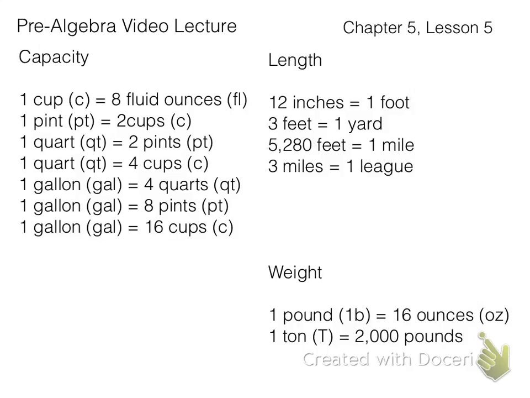So again, 1 pound equals 16 weight ounces, and 2,000 pounds equals a ton. Most of the cars your parents drive weigh less than a ton, but big trucks weigh a ton, and you usually measure full-size elephants in tons. Yes, elephants are about the size of most of those modern trucks out there.